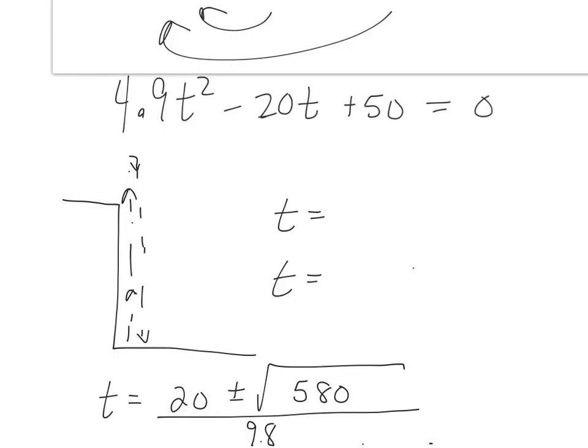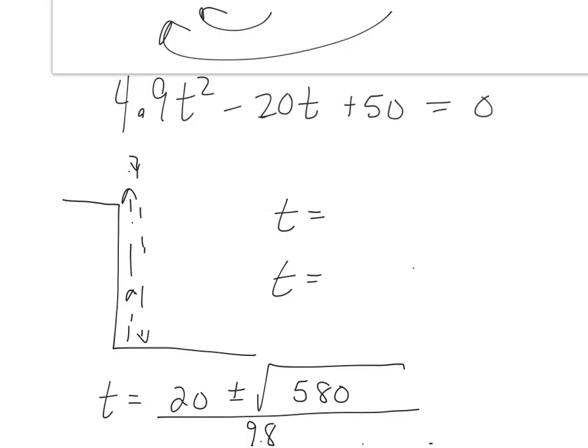I'm thinking about it. We got b squared is going to give you 400 minus 4ac. Are you sure it's 580? Negative 5. Yeah, I got negative 5. Okay. Oh, yeah, that's right. That's possible.